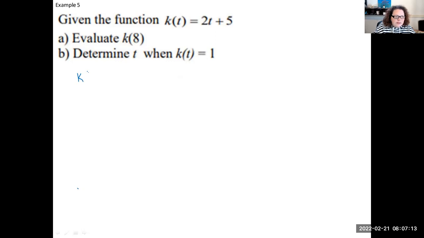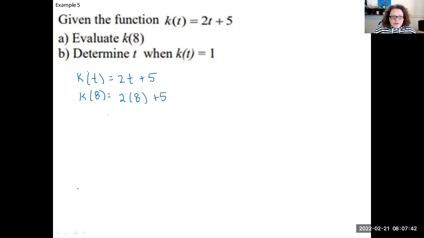All right, k of t is equal to 2t plus 5. But they're telling us that t is already equal to 8. So k of 8 is equal to, everywhere there's a t, you're going to plug in 8. So 2 times 8 plus 5.